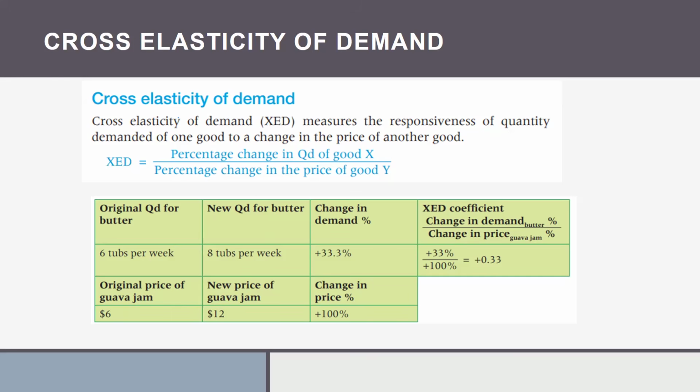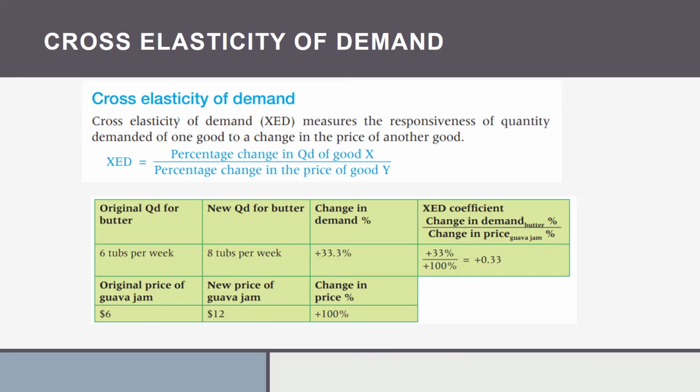So say people are accustomed to buying peanut butter and jam together. The price of jam increases, and that causes the demand for peanut butter to decrease. So the cross elasticity of demand would be how much the change in price of jam affects the change in demand for peanut butter. And the formula is the same thing.